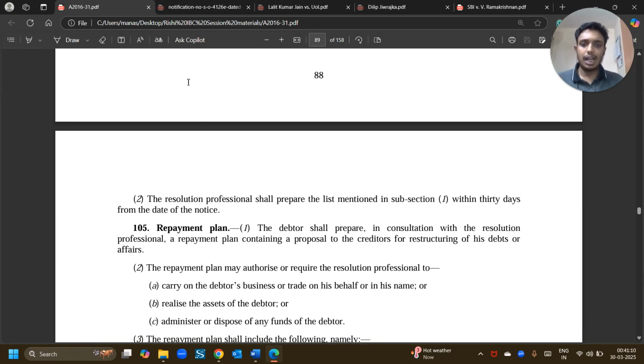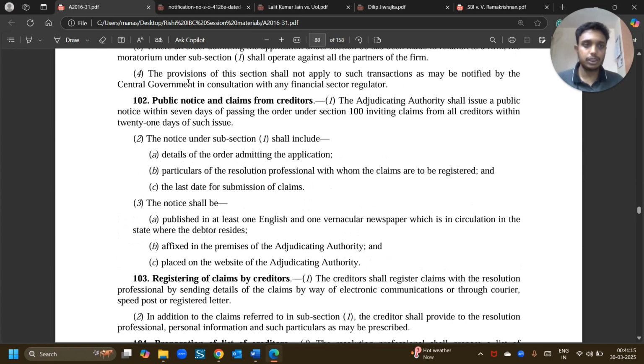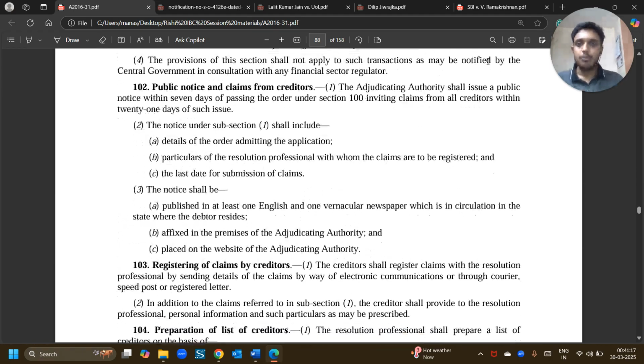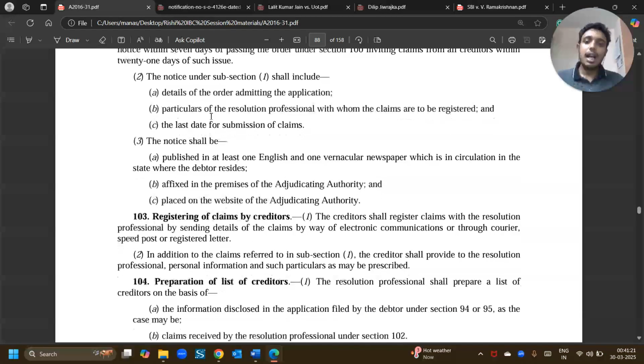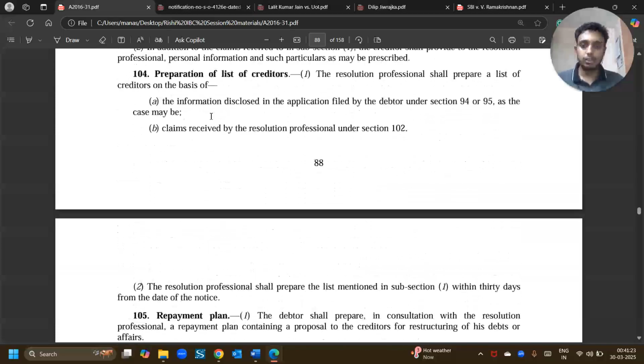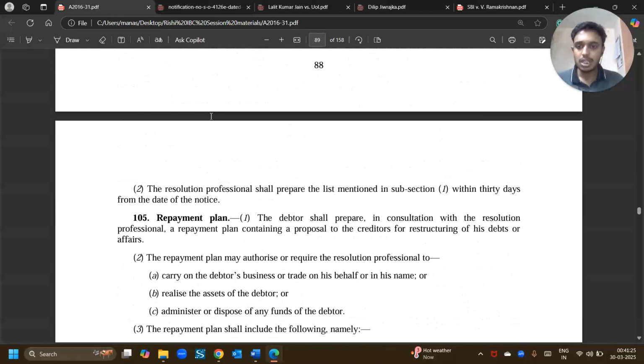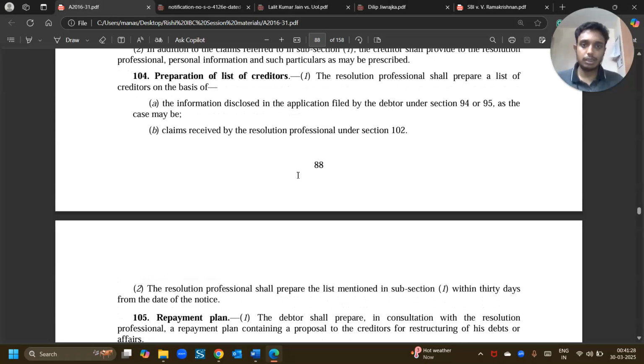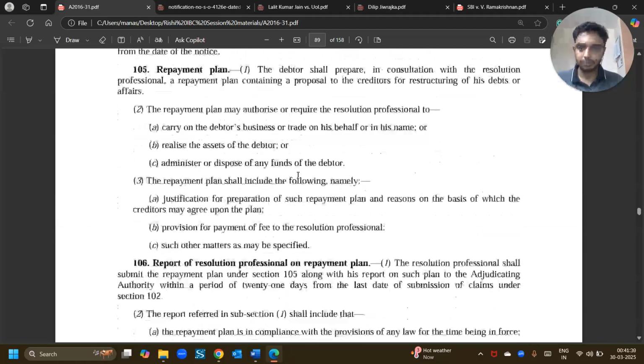Subsection 2 says, the RP shall prepare the list mentioned in subsection 1 within 30 days from the date of notice. Notice here is a public notice, right? The public notice itself is issued within 7 days from passing of the admission order, and within 30 days of the date of the notice, the RP shall prepare the list under subsection 1, which is the list of creditors.